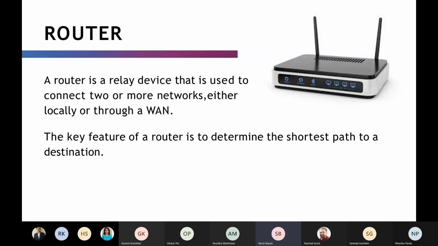A router is a relay device that is used to connect two or more networks, either locally or through a WAN. The key feature of a router is to determine the shortest path to a destination. So basically, a router is a device which helps us connect our computers to any other device which has the capacity to connect to the world through the web.